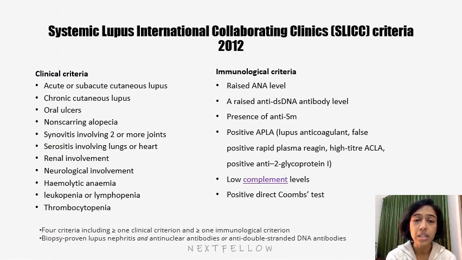Again, this is the diagnostic criteria looking at both clinical features and immunological features. You don't have to memorize this, but know the important features. I've already described most of the cutaneous features. Among these, you just have 4 cutaneous features: one of the acute or subacute cutaneous lupus rashes, or the chronic cutaneous lupus rash, oral ulceration, and non-scarring alopecia. Those are the 4 cutaneous features. The rest are all the non-cutaneous and the immunological features as well.